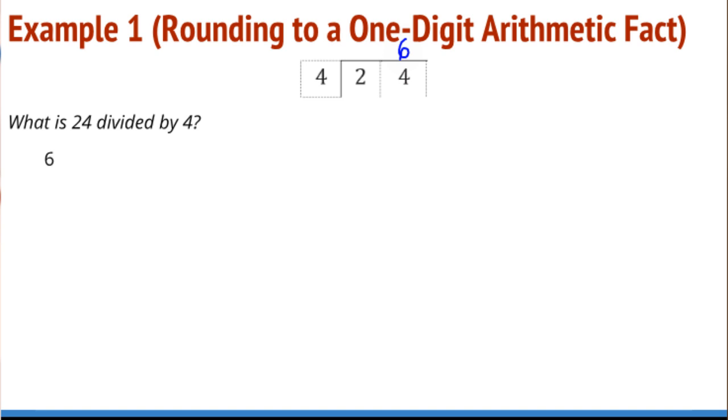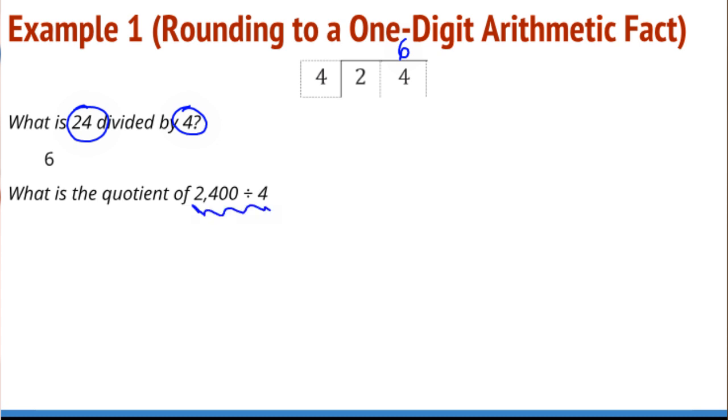And now I need to start and do a little bit of scaling up here. I've taken that really big division problem, I got it down to 24 by 4, scaled way down. And now I need to start scaling back up to the problem that I started with. I need to start adding back in all those place value positions that I have estimated down. So 2,400 divided by 4 would give me 600.